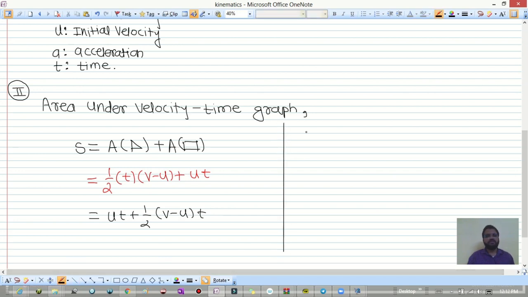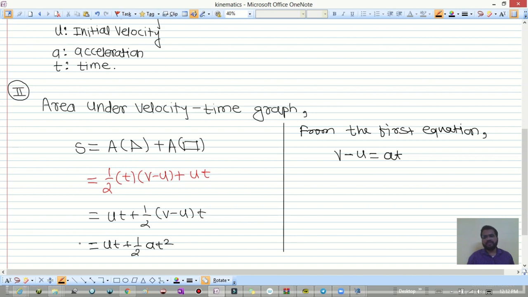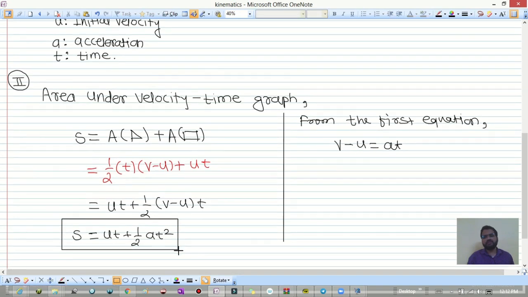From the first equation we have v minus u is equal to at, isn't it? v is equal to u plus at indicates v minus u is equal to at. Put this at value over here and you will get ut plus 1 by 2 at squared. That is what s, displacement, is. So this is the second equation of motion which we have.